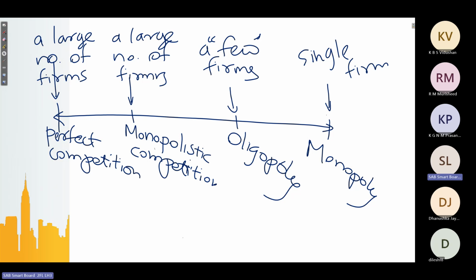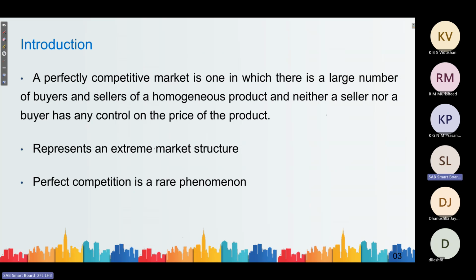This session is devoted to discussing perfect competition. A perfectly competitive market is one in which there is a large number of buyers and sellers of a homogeneous product. What do you mean by a homogeneous product? An identical product. The product is the same.